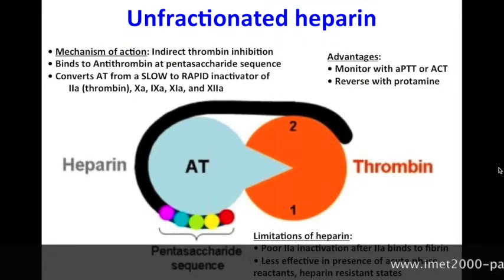Unfractionated heparin works by complexing with antithrombin, in addition to a pentasaccharide sequence. And it converts antithrombin from a slow to a rapid inactivator of 2A thrombin, 10A, 9A, 11, and 12A. So it essentially accelerates the inactivation.